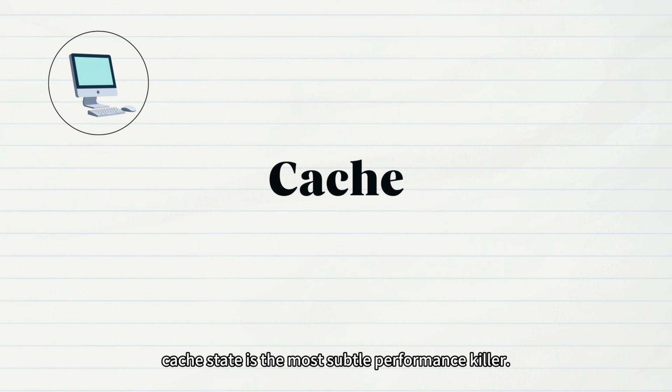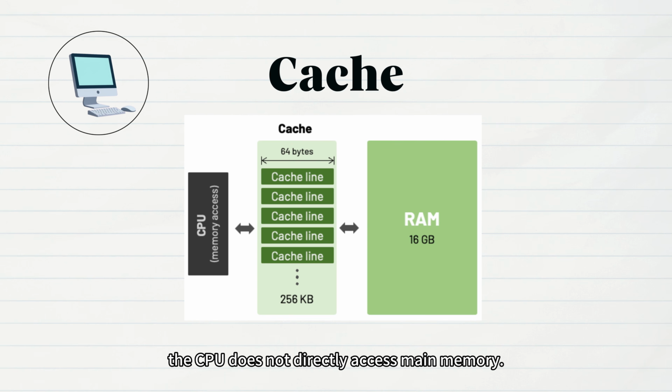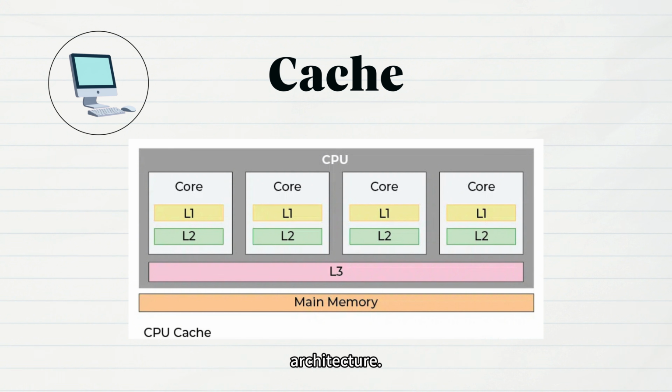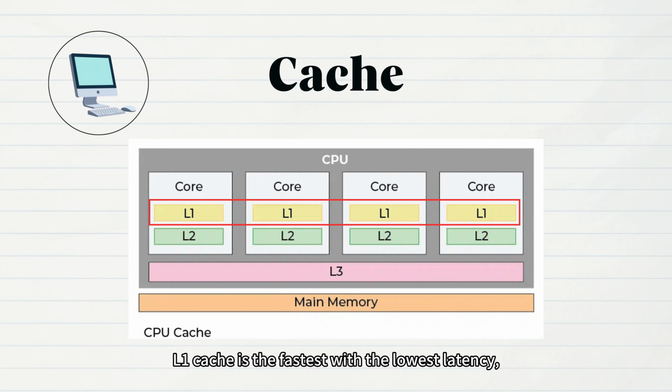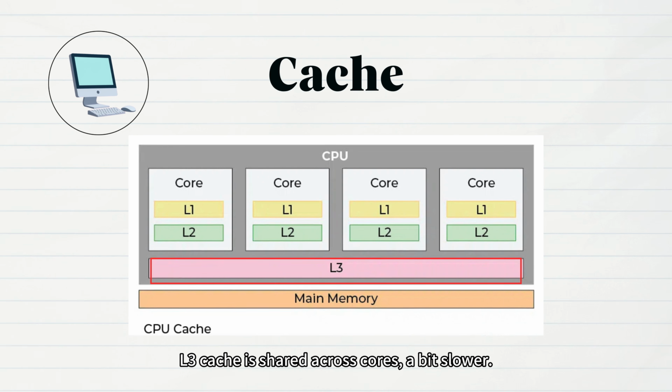Moreover, cache state is the most subtle performance killer. Here's a hardware fact you must remember. The CPU does not directly access main memory. The latency of memory reads and writes is tens or even hundreds of times slower than CPU cache. When the CPU needs to read or write data, it prioritizes using the various levels of high-speed caches. Modern computers generally use a 3-level cache architecture. L1 cache is the fastest with the lowest latency, dedicated to each CPU core. L2 cache is next, also core dedicated. L3 cache is shared across cores, a bit slower.